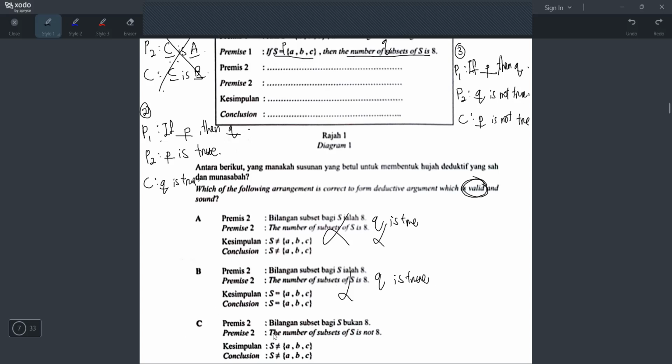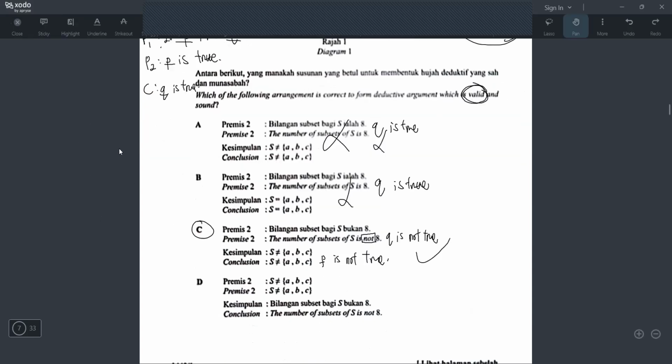So what about C? In C, they say the number of subsets of S is not 8. Did you see the word not? So they actually mentioned Q also, but this time they mention Q is not true, right? Then what about the conclusion? P is S is ABC, but in the conclusion, they mention S is not ABC. So they actually mention P is not true here, right? So you can already know the answer is C because this follows the type 3 format. It's exactly the same. If P then Q, and then Q is not true first, followed by P is not true. So the answer is C.